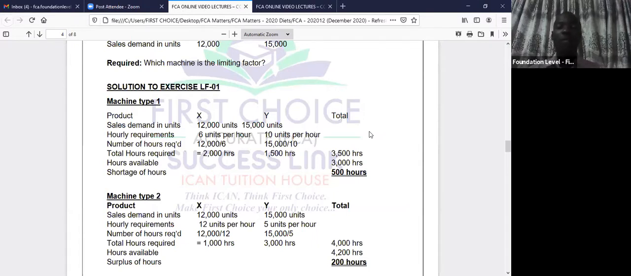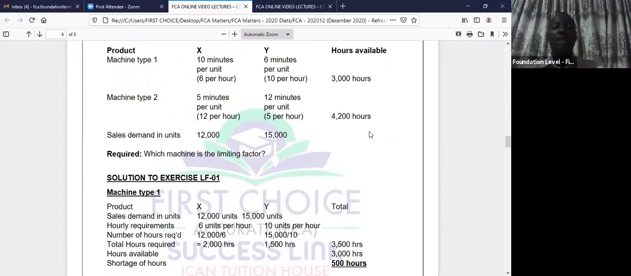in machine type 1. So it means for you to do X and Y and satisfy the two demand, you must spend 2,000 hours in X, 1,500 hours in Y. You add them together, it is 3,500 hours that you are expected to spend. Total hours required of you is 3,500. But how many hours can machine 1 carry? 3,000 hours.